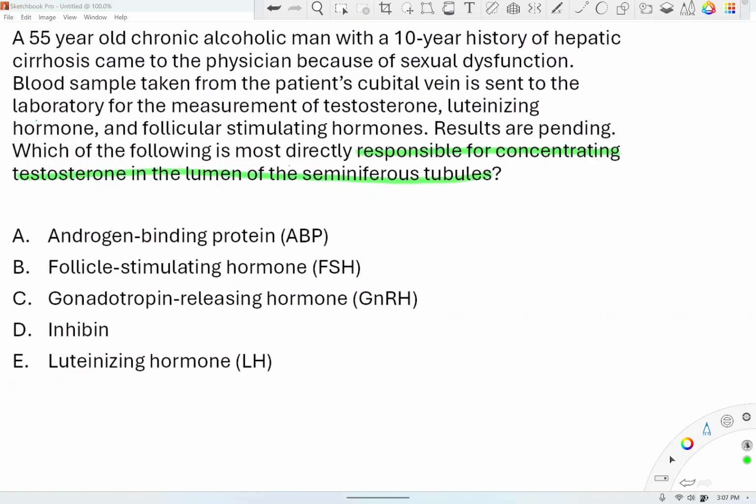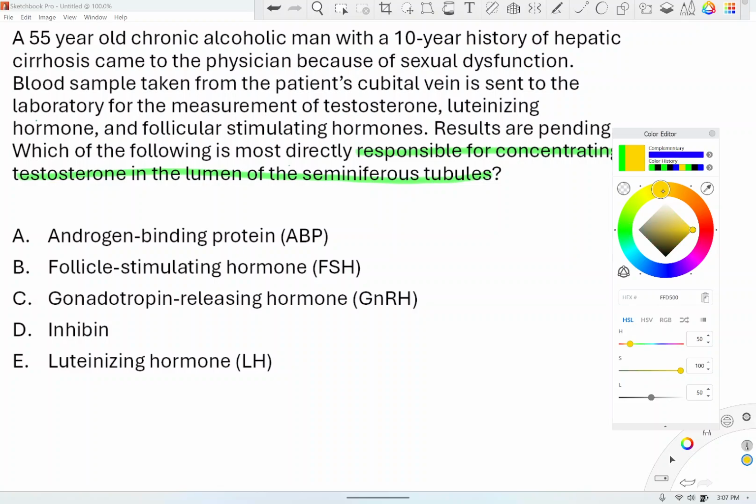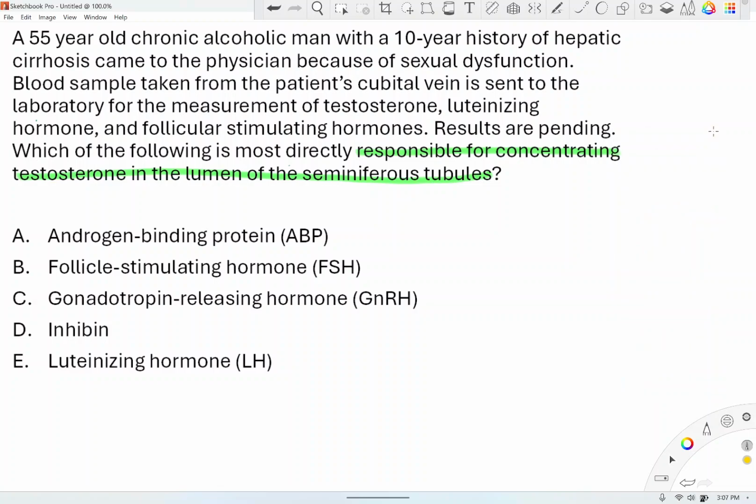Okay, let's answer this question. For me to answer this question, I would like to do the following. One reason I would say is, why do we even need to concentrate testosterone in the seminiferous tubules? That reason is because testosterone is a steroid hormone. Steroid hormones are lipid soluble, so they can leave a lipid membrane.